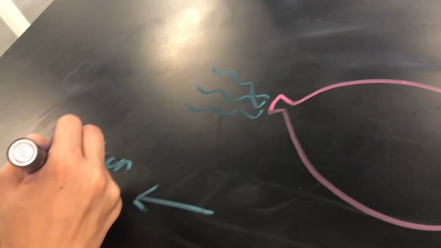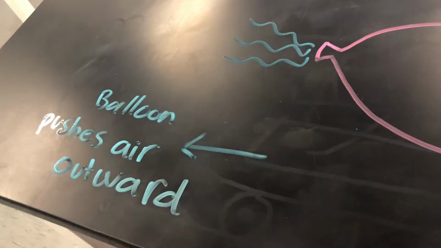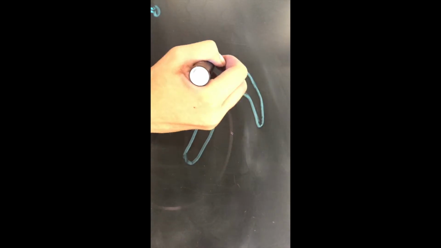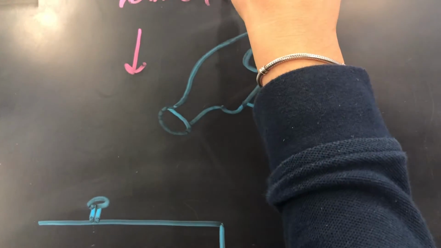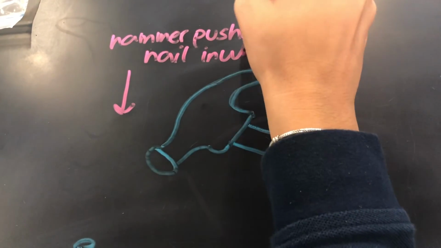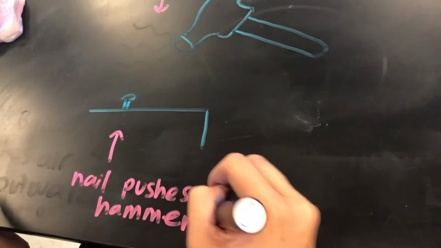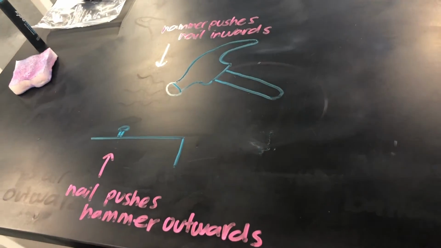The other example would be a nail and a hammer. A hammer exerts a force on the nail and drives it into the wall. Meanwhile, there must also be an equal force exerted back on the hammer in the process. While the hammer exerts a force on the nail inwards, the nail exerts a force on the hammer outwards. They are a pair of forces, one acting on the nail and the other acting on the hammer.